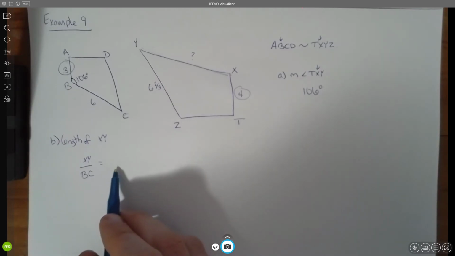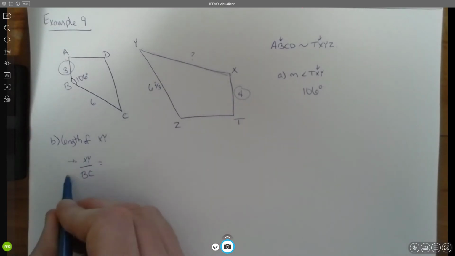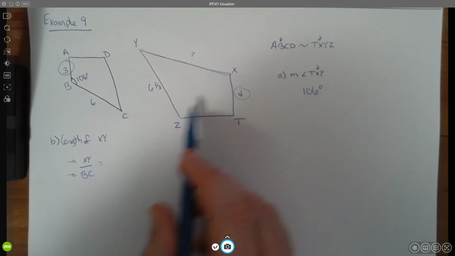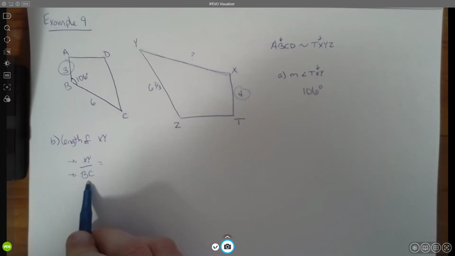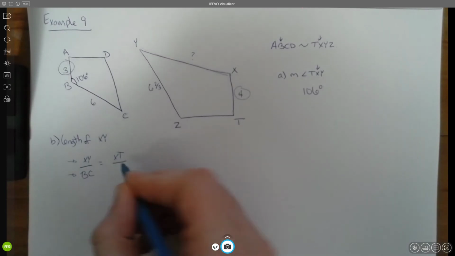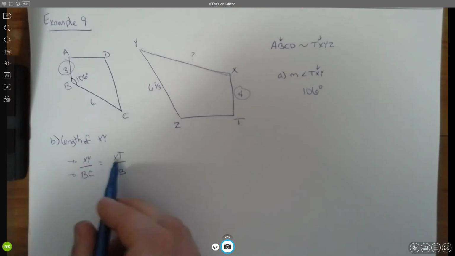This isn't something we've talked about yet, but normally, if this was your first thing putting down, it doesn't actually matter. The only thing that does matter is that you're consistent. Because I've already created a ratio where my second triangle is on top and my first triangle is on the bottom, I want to be consistent and stay with that idea. So, in this case, I want XT to be on the top, and I want AB to be on the bottom, so that triangle number 1 is both on the bottom, triangle number 2 is both here on the top.